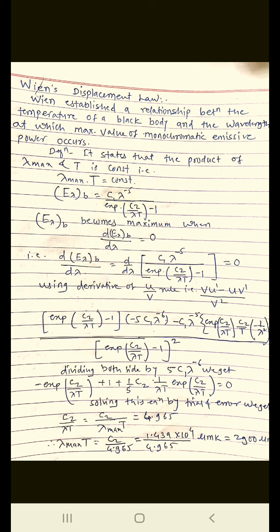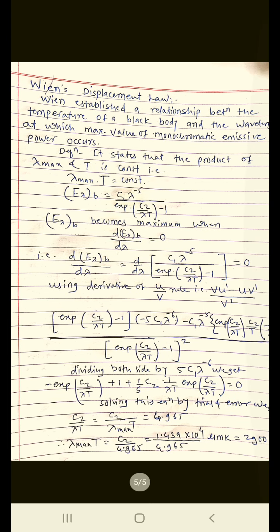We know that E lambda, that is monochromatic emissive power of a black body, is given by C1 lambda raised to minus 5 upon exponential C2 upon lambda T minus 1. So this is according to Planck's law. Monochromatic emissive power becomes maximum when we differentiate the above equation with respect to lambda and equate it to 0. So now we are going to take the derivative with respect to lambda and equate it to 0.